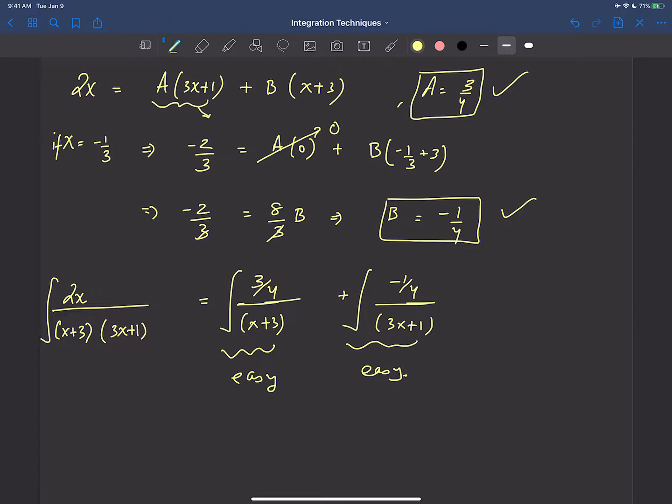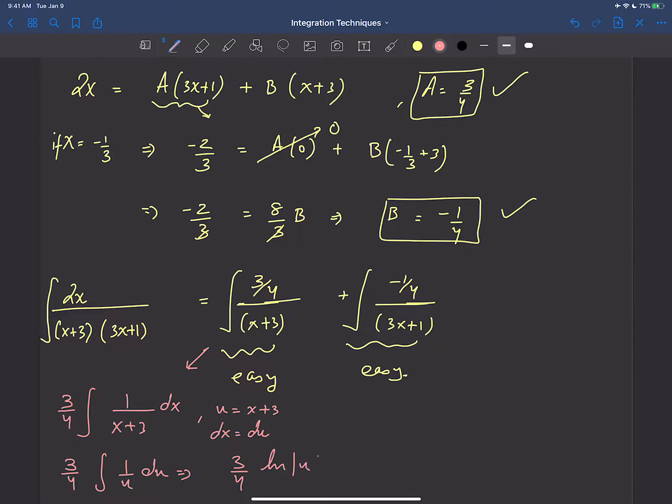How would you even solve this expression if you were to do it yourself? You'll take the 3/4 outside, and you have 1/(x plus 3) dx. So you'll do u substitution here. You'll pick u as x plus 3, then dx equals du, and you plug it in. You have 3/4 integral of 1/u du, which happens to be 3/4 ln of absolute value of u. When you plug back the u, you get 3/4 ln of x plus 3. And that's pretty much it. So that's how you solve this.